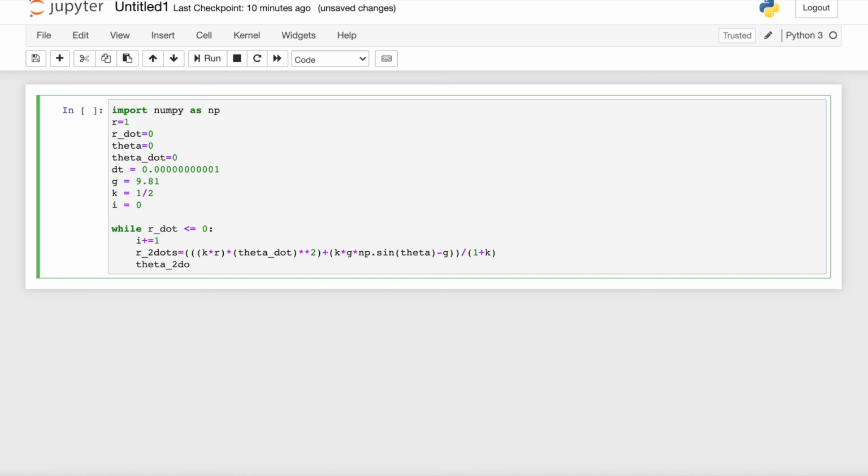Now we define our theta double dot as from our equations from earlier. We have minus 2 times r dot times theta dot, plus g times cosine of theta, over r.